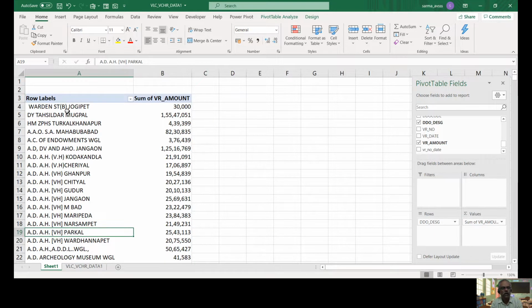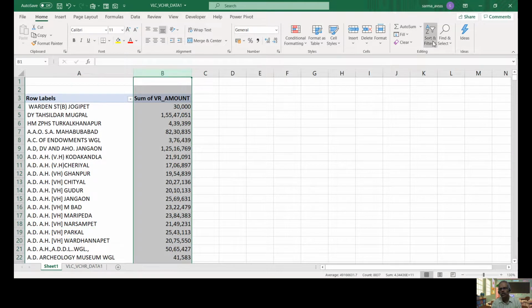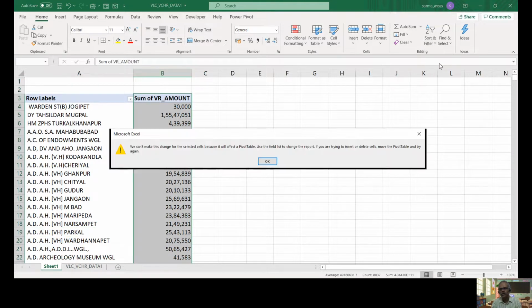If you observe this Warden Jogipet, he spent 30,000 in a year. Okay, so I will sort this field based on this amount. I can go to sort and choose largest to smallest.